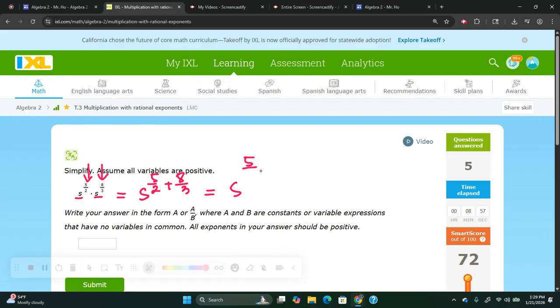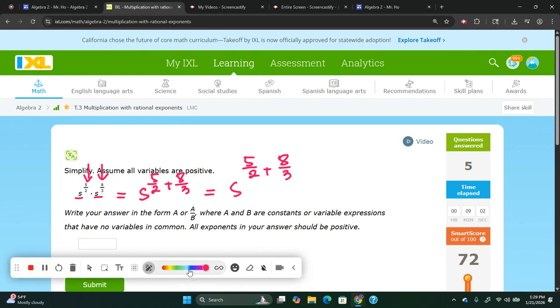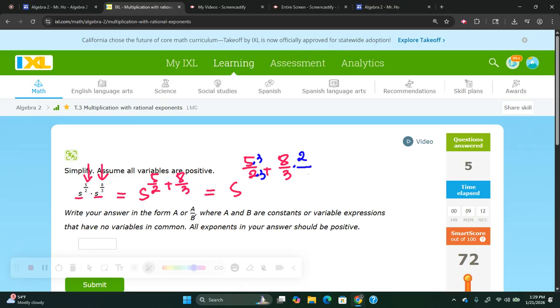When you add them together, they don't have the same denominator. So make sure you do common denominator. The common denominator should be number 6. So you multiply 3 up here, multiply 3 down here. And then this one, multiply 2 up here, multiply 2 down here. So now you come out at s power 15 over 6 add with 16 over 6. So that would be 31 over 6.